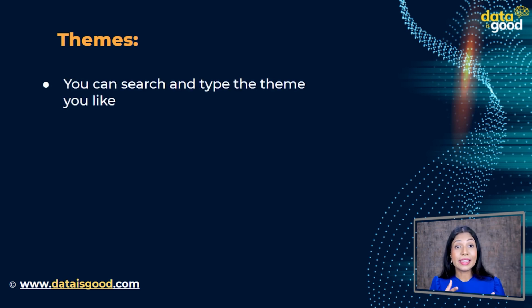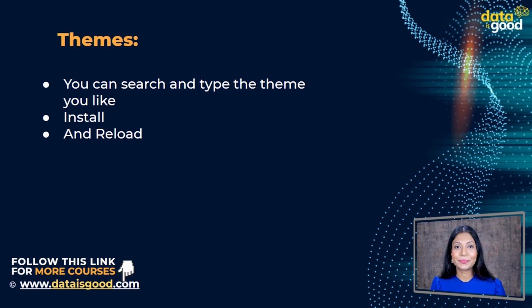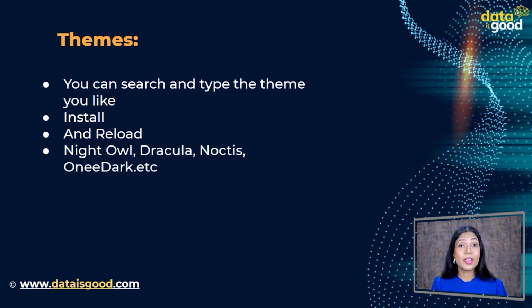In addition to extensions, you can also personalize VS Code by installing themes. You can open the extension panel and type in a search. If you find a theme that you like, you can click the Install button. You will have to reload after installing, but other than that, there's nothing to it. Some popular themes are Night Owl, Dracula, Noctis, One Dark Pro.